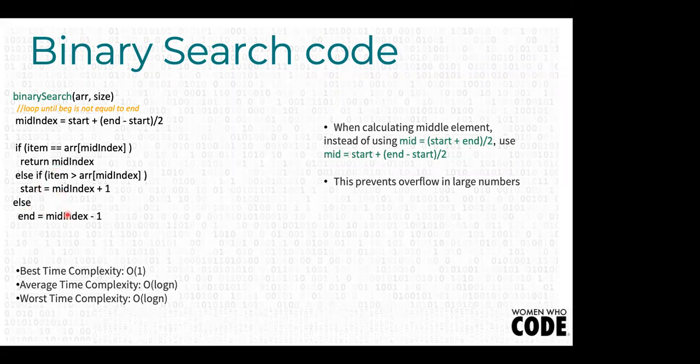If not, then let's say the target is less than the middle item. In that case, what we do is move the end pointer to mid index minus 1. One thing to note here is while calculating the middle element, instead of using (start plus end) by 2, if you use start plus (end minus start) by 2, that helps in preventing integer overflow in case of large numbers.